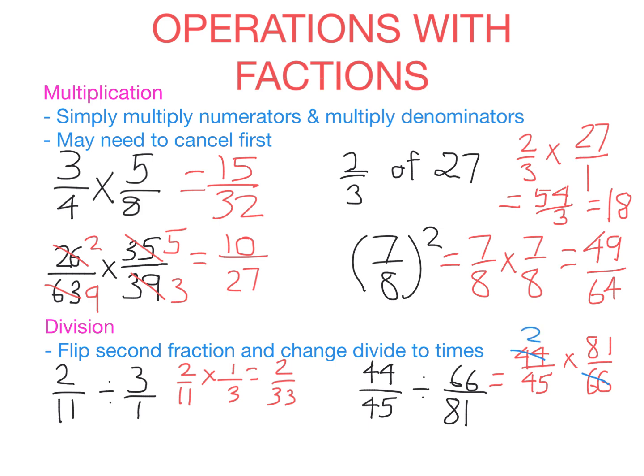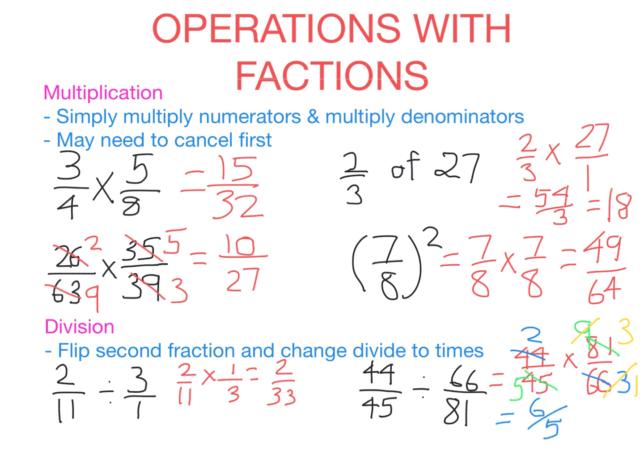44 divided by 22 is 2, 66 divided by 22 is 3. Similarly, 45 and 81 are divisible by 9. 45 divided by 9, 81 divided by 9. See, we've made it so much easier on ourselves. Now we can actually cancel again. There's nothing wrong with that at all. 3 goes into itself once, it goes into 9 3 times. So on the top, I just have 2 times 3, which is 6. And 5 times 1 on the bottom is 5. So it's 6 over 5.